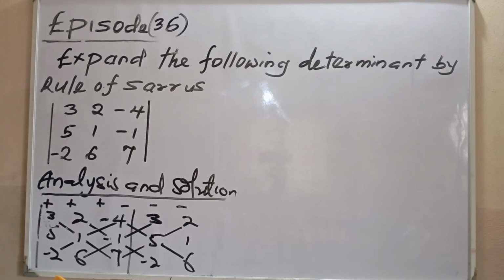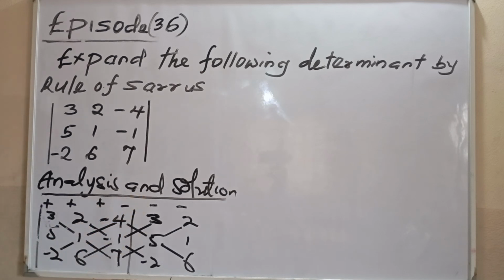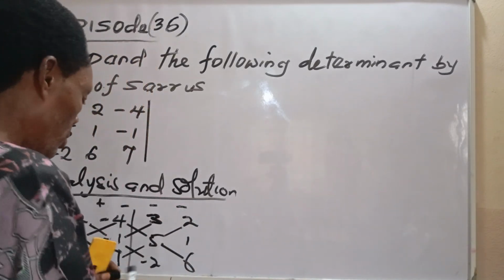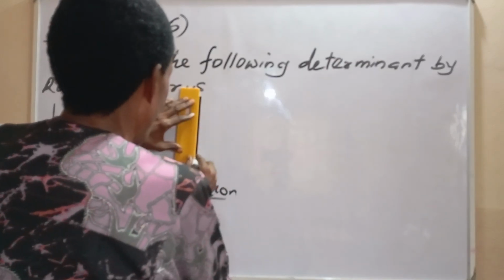Now, what do we mean by this? It means we multiply 3 times 1 times 7, plus 2 times minus 1 times minus 2, plus minus 4 times 5 times 6. Then you come this way: minus, open bracket, minus 4 times 1 times minus 2.